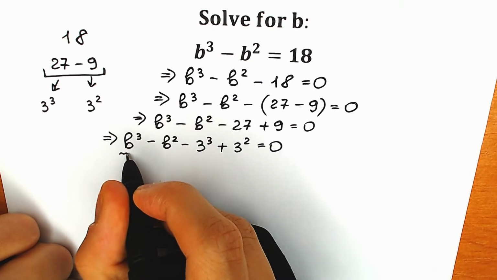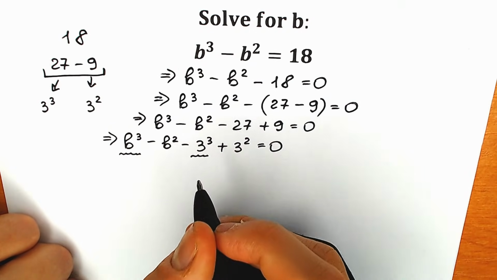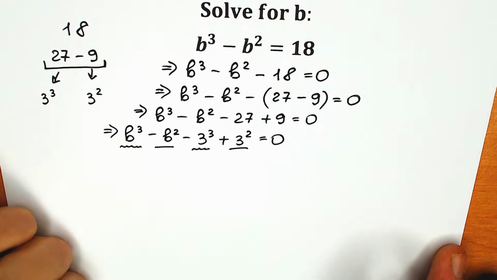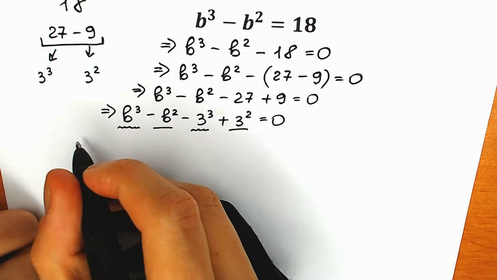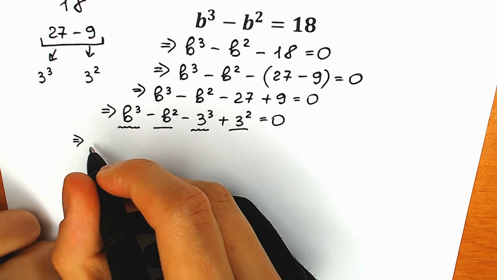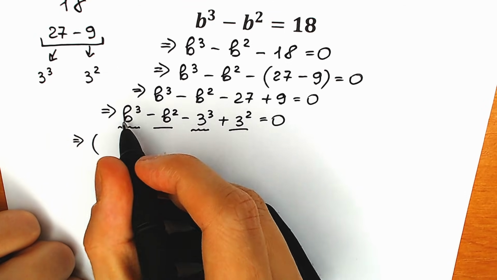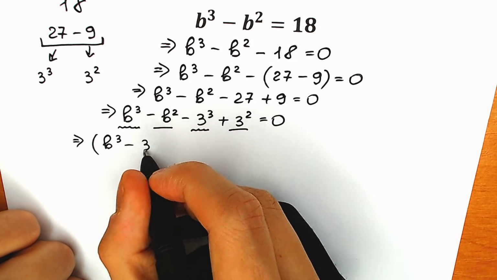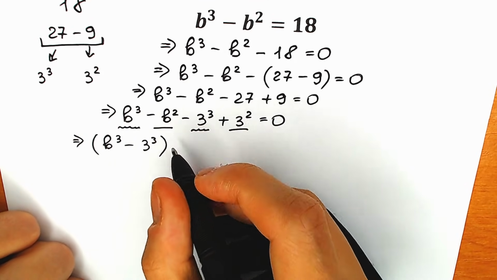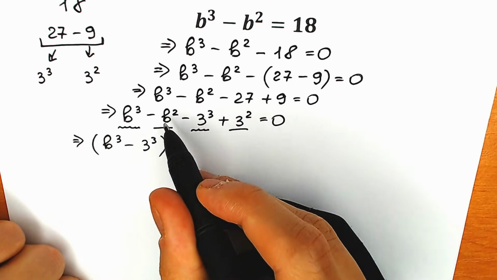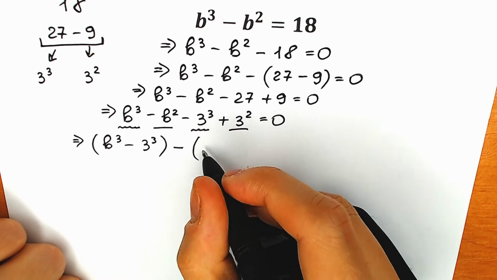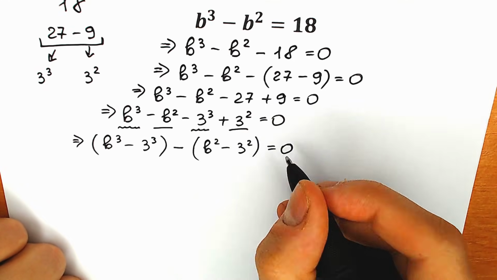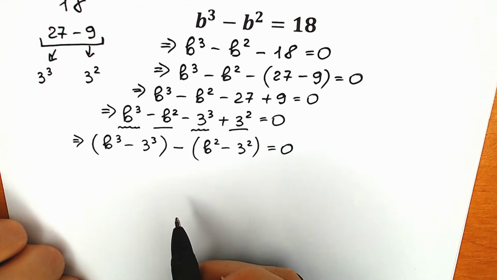And right now let's look at this equation from another perspective. So we have b cubed right here, and 3 cubed, so we can group it. We have b squared and we have 3 squared right here. We can also group it. Okay, right now let's do it. First of all, we have in the first parenthesis a difference of cubes, b cubed minus 3 cubed. In another parenthesis we have minus, b squared minus 3 squared. So I really hope you understand this solution until this moment.